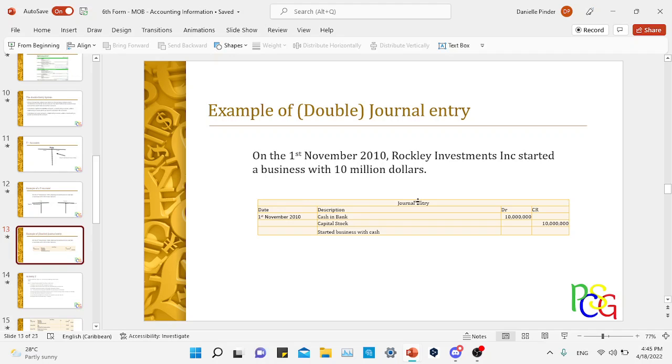And so we would have the title or the name of the company above this. I didn't even put that, but yeah. We'd have the name of the company above here, and then our title, journal entry, and we have the date, the description, and your debit and credit, right? And so under all of your cash, and then your capital. Sorry, your capital, right? And then you'd say exactly what it was used for, so you'd say started a business with cash.